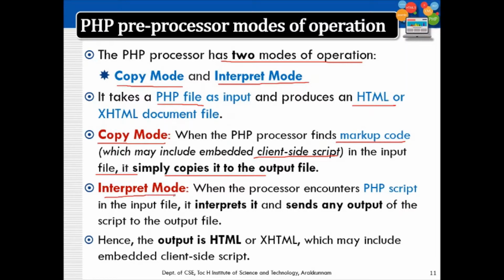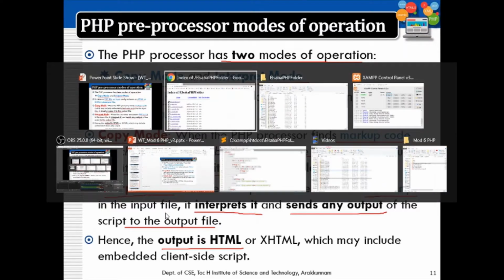On the other hand, interpret mode works when it encounters a PHP script in the input file. Then it will be interpreting that and only the output of that script will be sent to the output HTML file. So the output is purely HTML. It may not be showing any of the PHP script, but it will be showing you the client-side JavaScript part. We'll see an example of this copy mode and interpret mode.